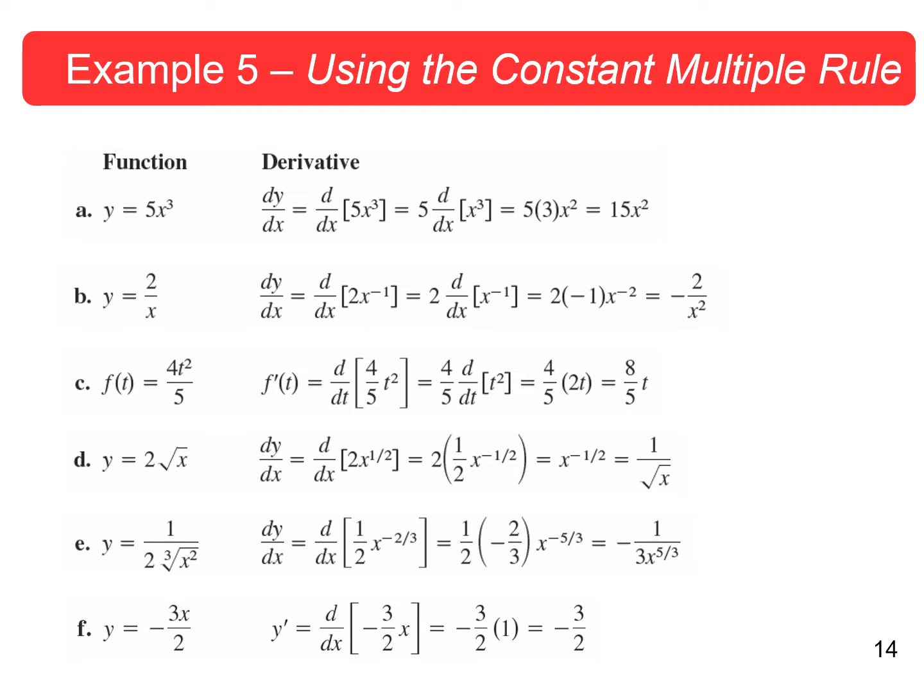Lastly, let's do y equals negative 3x over 2. You can rewrite this expression as negative 3/2 times x, and then take out negative 3/2, and then just differentiate x. The derivative of x is 1. So therefore, this is equal to negative 3/2.